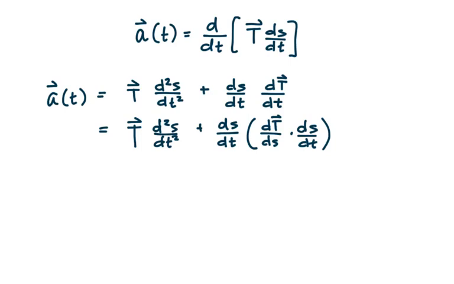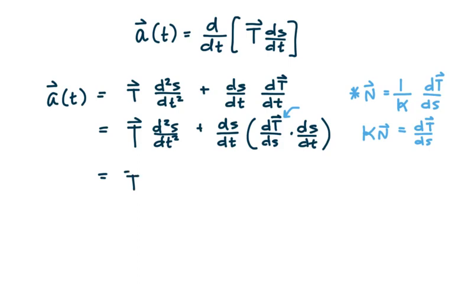So we want to recall something that we know, and we know that the principal unit normal vector N is equal to 1 over kappa times dT/ds. Or rather, we rearrange that: kappa times my principal unit normal vector is equal to dT/ds. So I can sub that in for this one term right here.